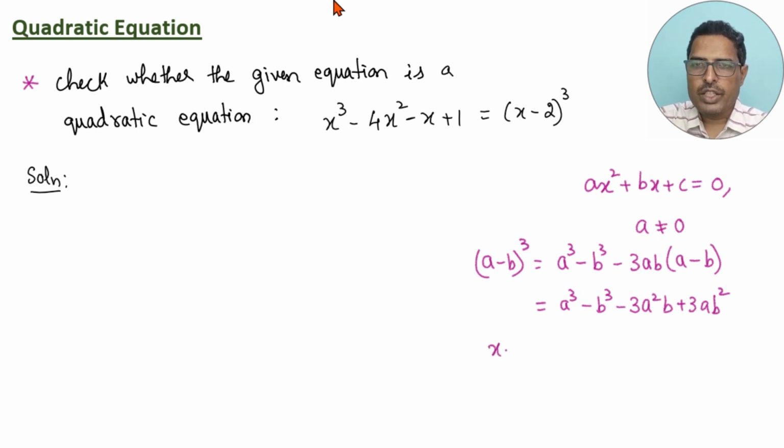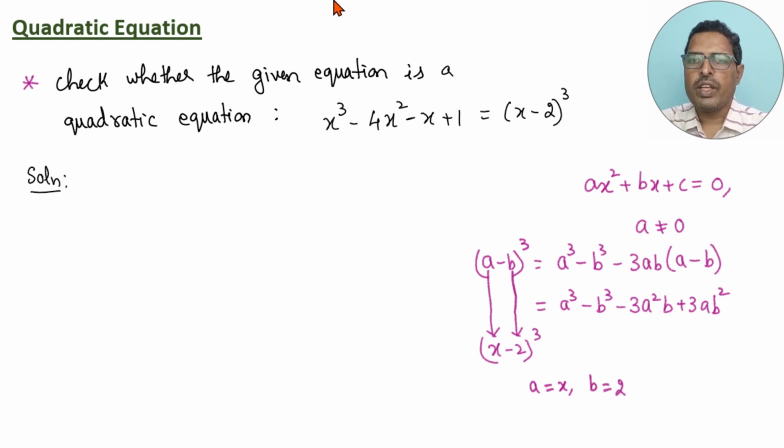we have x minus 2 whole cube. So the value of a in this case is what? A value is x. What is the value of b over here? B value is 2. So if I take the value of a as x and the value of b as 2 in this equation, I can expand this x minus 2 whole cube.